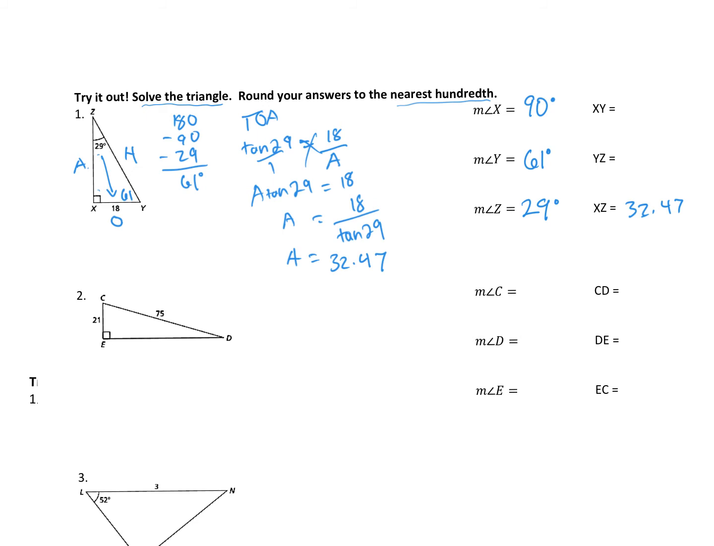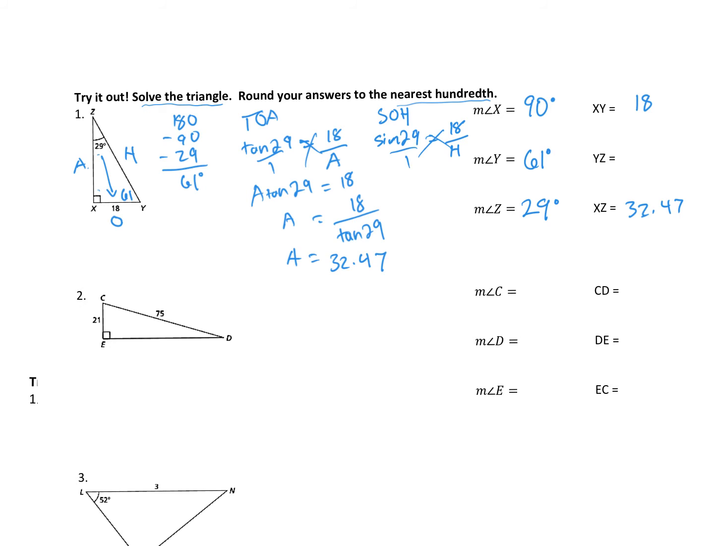XY is 18. So now we're just missing YZ. YZ is my hypotenuse. So if I have my hypotenuse, I can either do my Pythagorean, but I can also do, I got a hypotenuse. I have an opposite. I'm going to use sine. So sine of H, I'm going to call my angle H, my sine of 29 must equal my opposite, 18, over H, my hypotenuse.